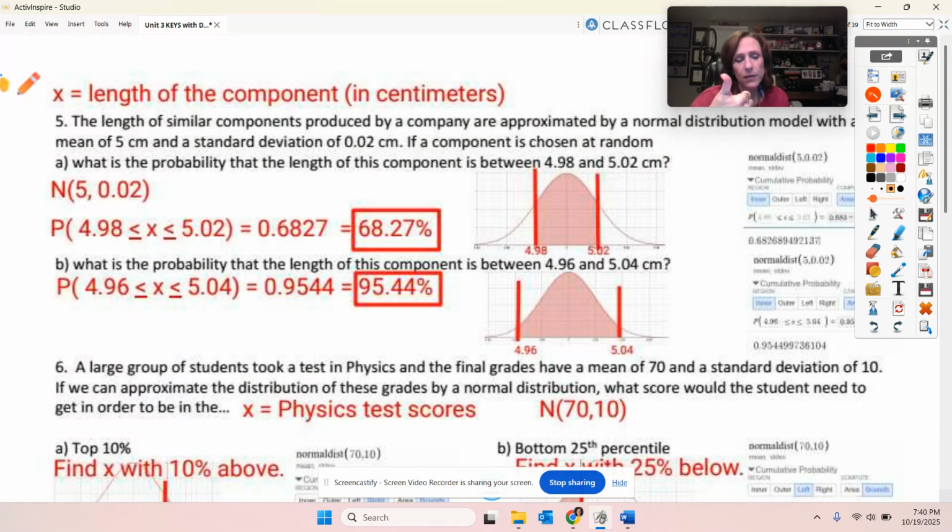Next, length of component in centimeters. So I just went ahead and put the X value and the normal model values once because they were the same for both parts A and B. So you can see there. You also might have noticed that it's 1 standard deviation out. So A is 1 standard deviation out. That's 68%. And if you just put 68% because you recognize that, good. B was 2 standard deviations out. So if you just automatically said 95% without actually Desmosing it, good. There you go.